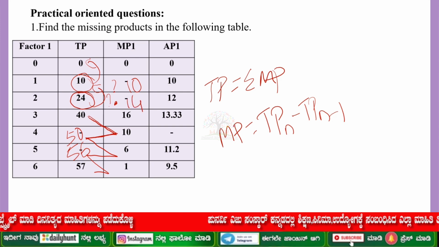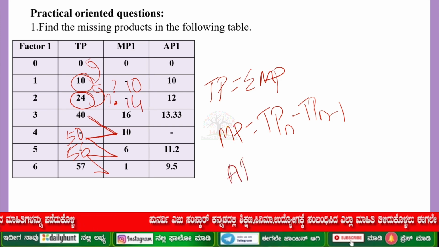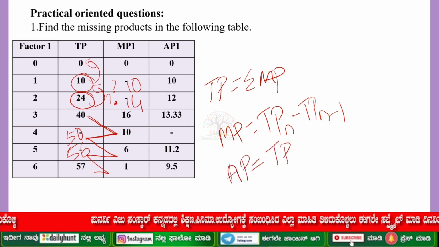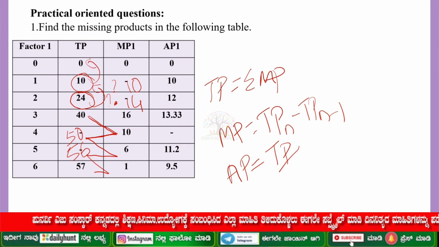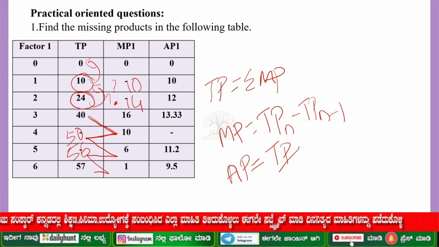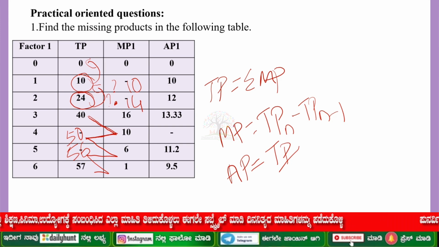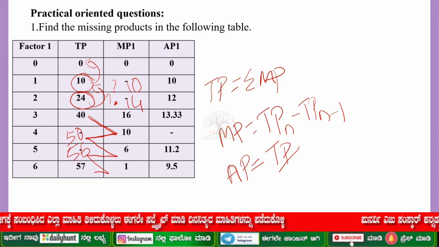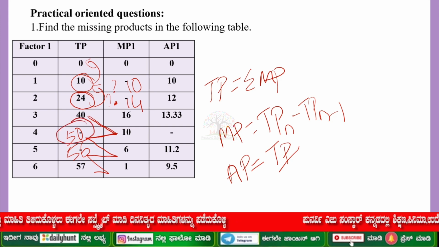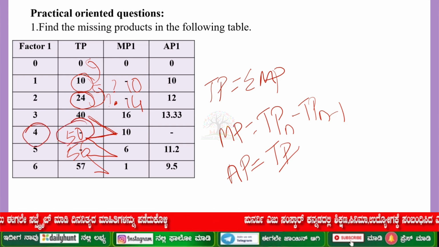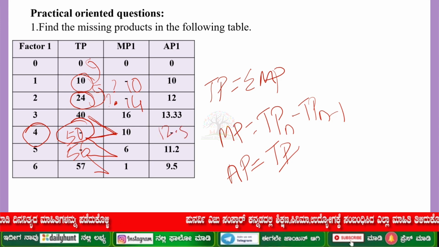So in this way you can calculate. And we know AP is equal to TP divided by factor, that is labor. So when you do that you will get an answer. So here TP is 50 and divided by 4 you will get 12.5.